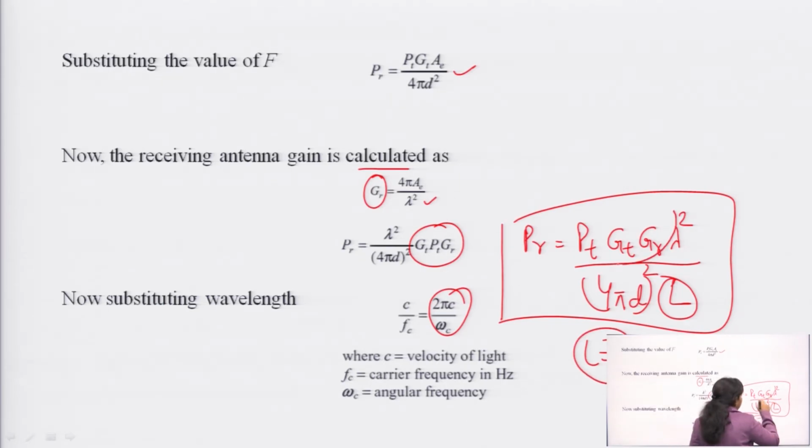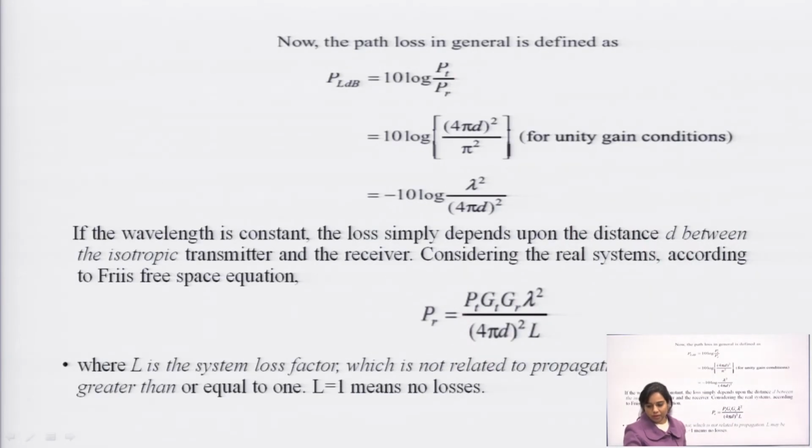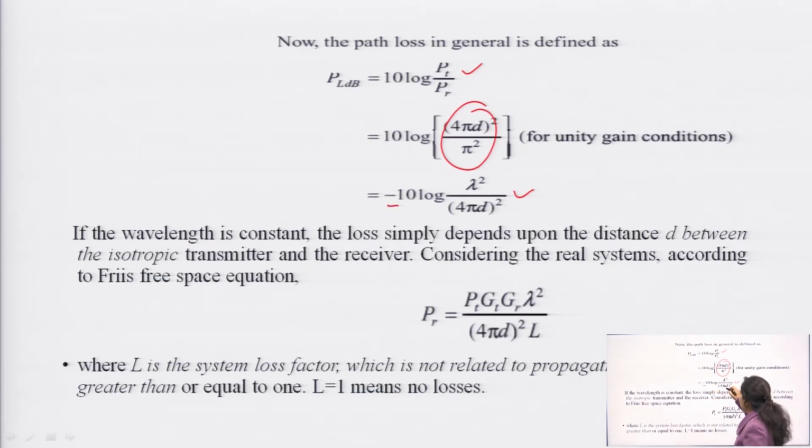Then lambda square upon 4 pi d square is the path loss. P t into G t is the EIRP, that is the effective isotropic radiated power. Now, this is the path loss formula. You can see that this is PL in dB, which is equal to 10 log of transmitted power upon received power, that can also be written as this one. So, you can see what I have told you, that the path loss in terms of decibel is lambda square upon 4 pi d whole square. Minus is required because originally it is 4 pi d upon lambda square. So, this is the Friis formula, and if L is given in the numerical, you have to consider it, otherwise it will be taken as 1.